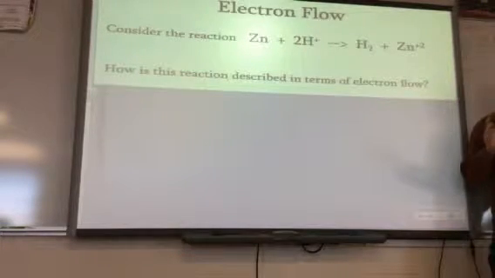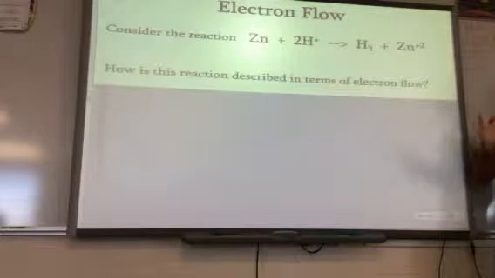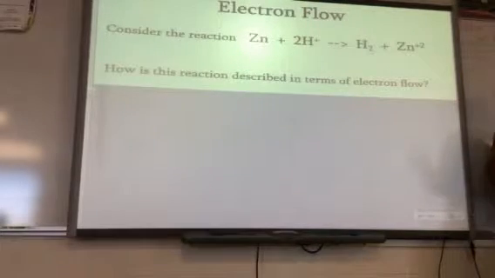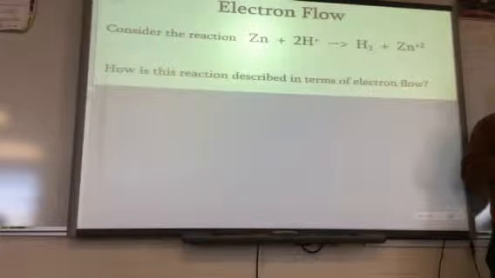And would you be able to come up with a description of this reaction in terms of the flow of electrons? From what to what are the electrons flowing? From the hydrogen to the zinc. Whoa.